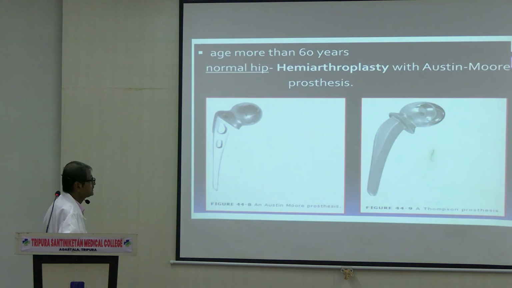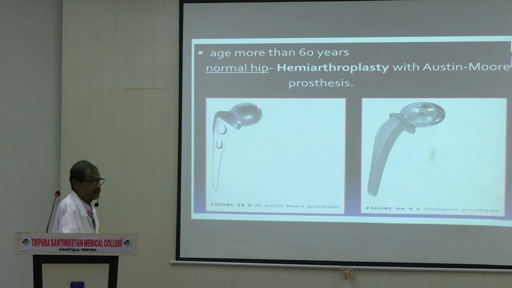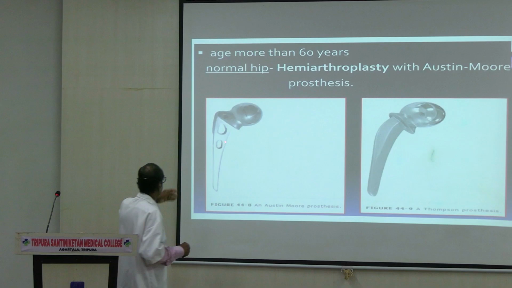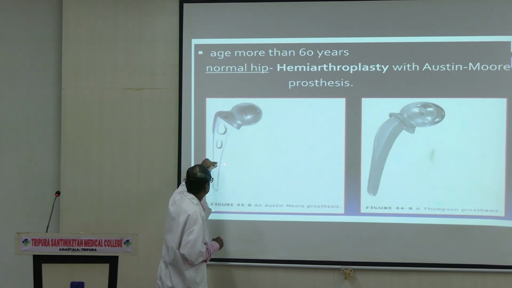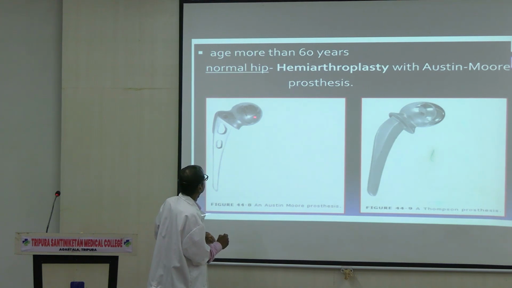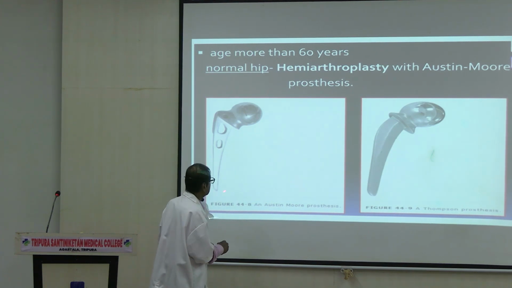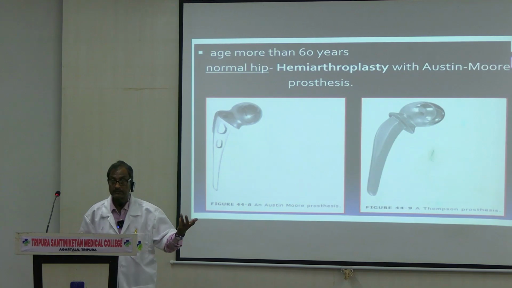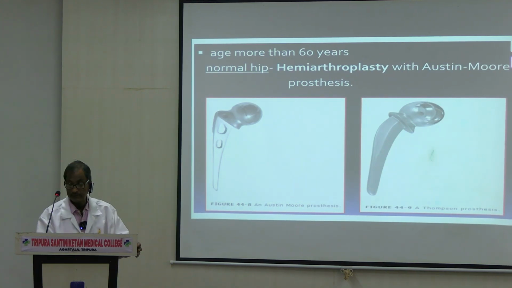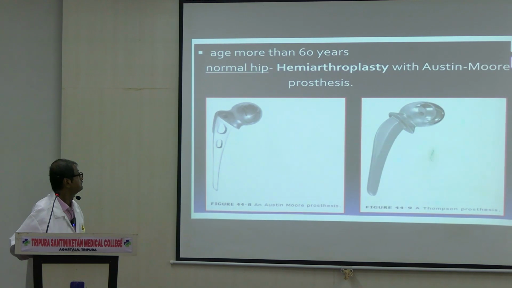So this is called Austin-Moore prosthesis. You see Austin-Moore prosthesis. When we remove the head completely, we put it into the shaft of the femur, and this is the head. We will remove the head and put it. So the patient will walk by 3, 4 days.